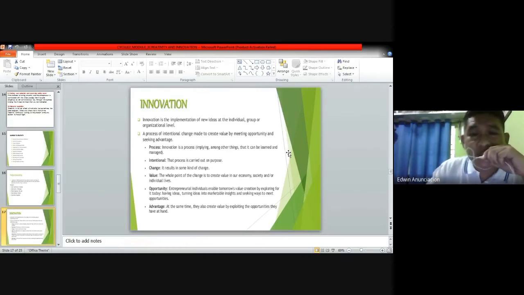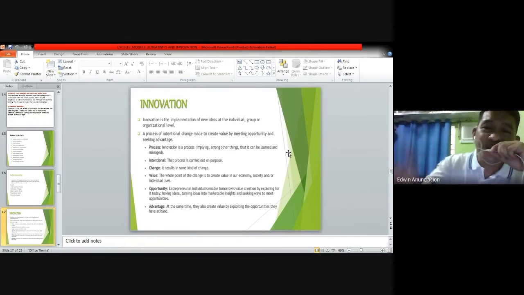Entrepreneurial individuals enables tomorrow's values creation by exploring for today's having ideas, turning ideas into marketable insight, and seeking ways to meet opportunities. Kasi po, na may nakita ka po na oportunidad na yan, ginamit mo yung ideas mo, and then you will be creating new products and services, and then po i-market mo yan. Siyempre po, yung expectation, sa opportunity nakita mo, sana po mag-build po yan ng products, para po mag-reap ka po, no?